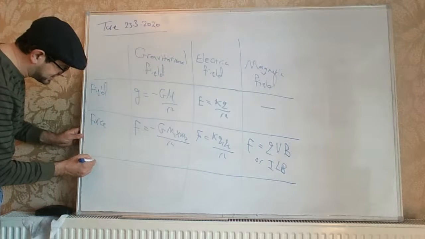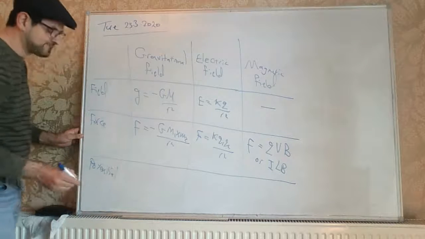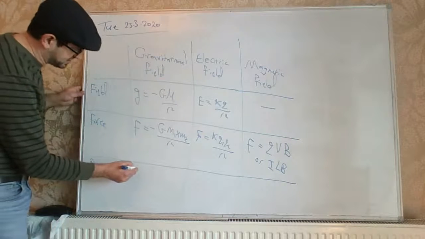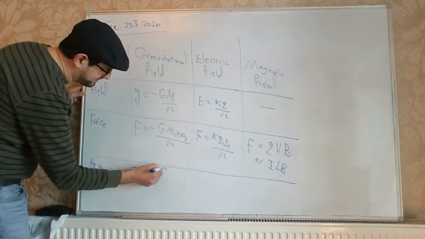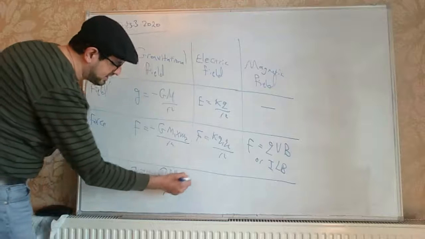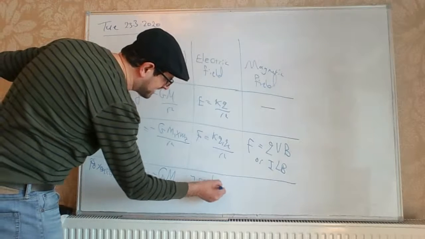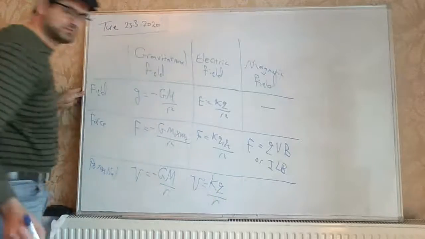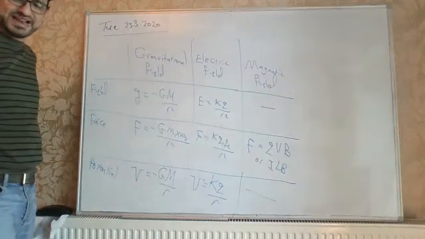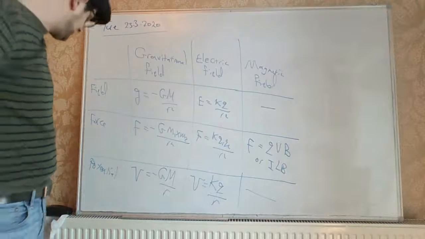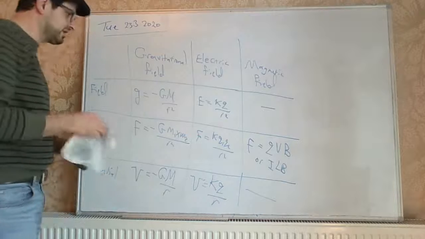Now the gravitational potential. Here we said the gravitational potential V is negative GM over r. Here, without the negative, kQ over r. And here there is no such thing as magnetic potential. There is nothing called magnetic potential. Okay.